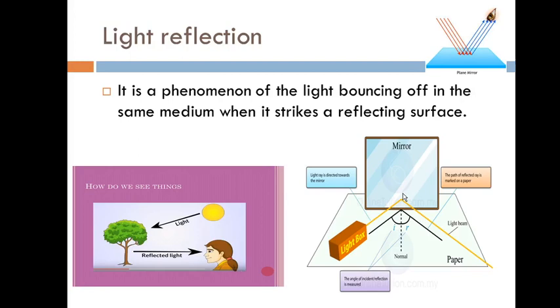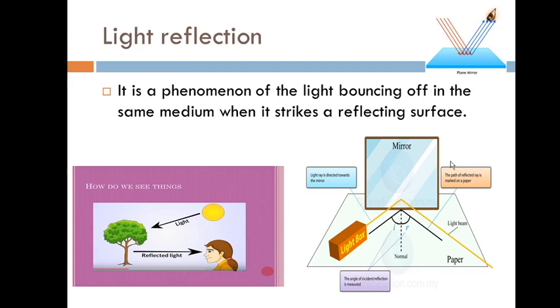I hope you're fine. Today we're going to talk about light reflection. Light reflection is a phenomenon of the light bouncing off in the same medium when it strikes a reflecting surface. So let's see how we see things. Light coming from the sunlight strikes the tree, and then light is reflected back to the eye of the person seeing things. This is how we see things.